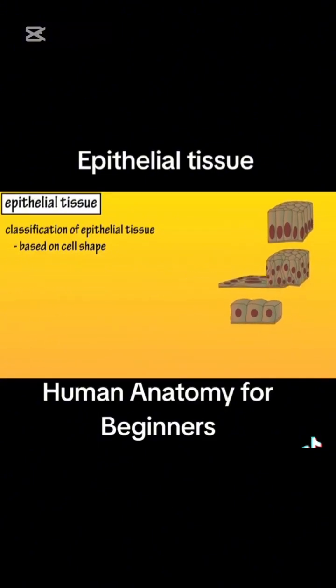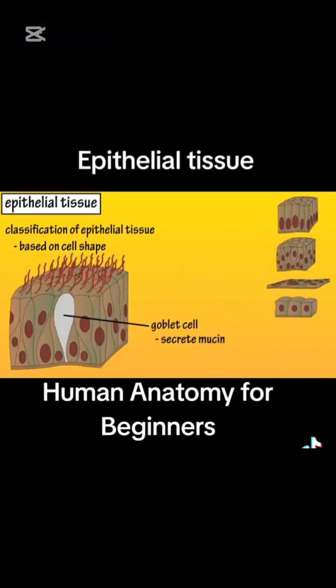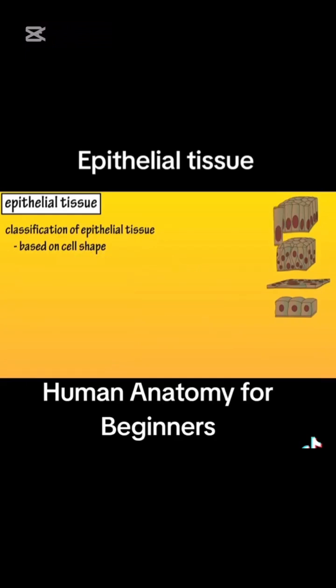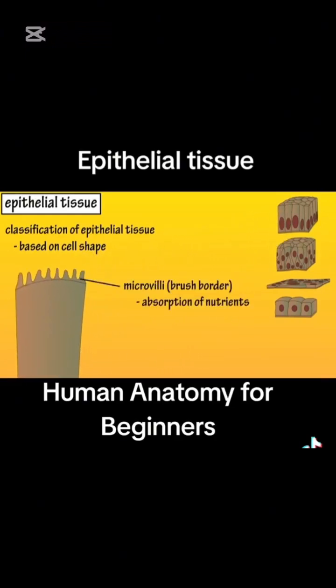Some epithelial cells may contain goblet cells, which secrete mucin, which forms mucus that helps with lubrication and protection, and some cells have extensions called cilia, which are sensory organs and also provide movement of mucus away from the lungs and toward the mouth. And some epithelial cells have tiny finger-like projections called microvilli, which is often termed the brush border. Microvilli helps to increase the surface area for digesting and absorbing nutrients in the intestine.